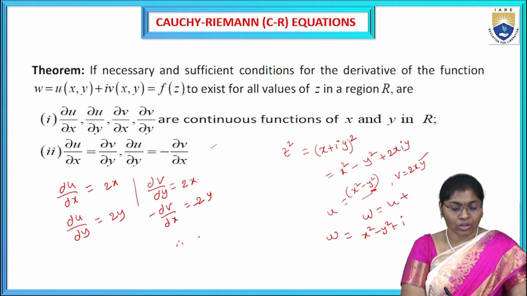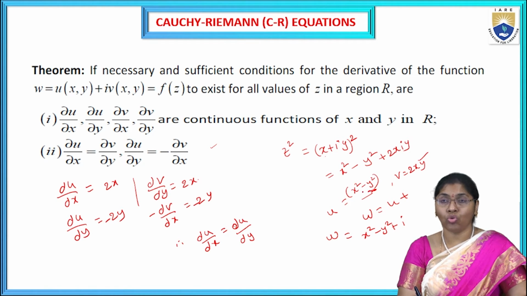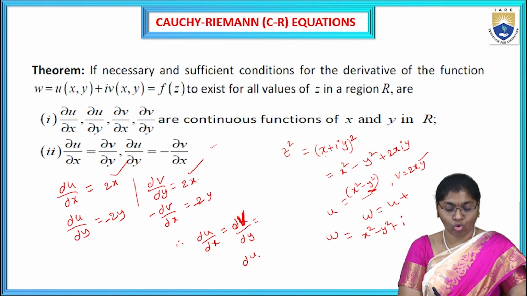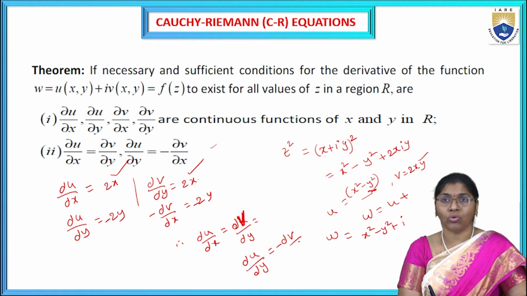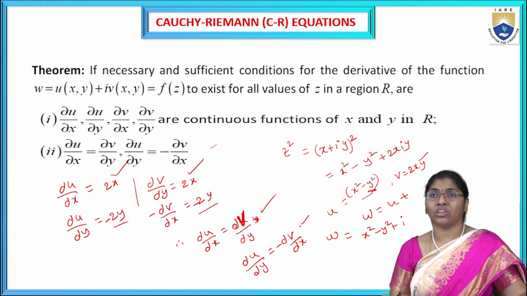Therefore ∂u/∂x equal to ∂v/∂y, both are 2x, so they are equal. Next, ∂u/∂y equal to minus ∂v/∂x. Both are minus 2y, so it is also the same. Then the CR equations are satisfied. This is the example of the CR equations.